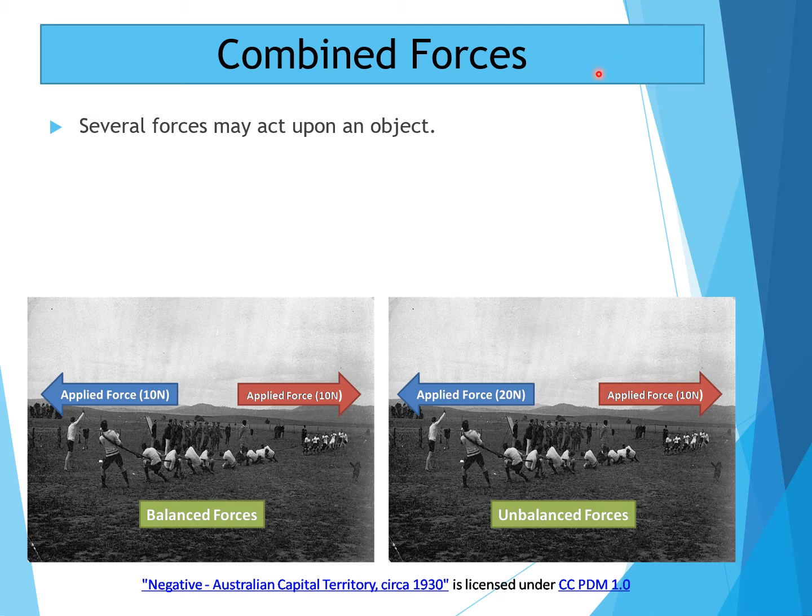Now, let us have our lesson, which is all about combined forces. It is said that several forces may act upon an object. We have balanced forces. These forces do not cause a change in motion. For example, in the game of tug of war, if Team A uses an applied force of 10 Newton, while Team B uses an applied force of 10 Newton, they are equal. That's why there will be no movement, and these forces are called balanced forces.